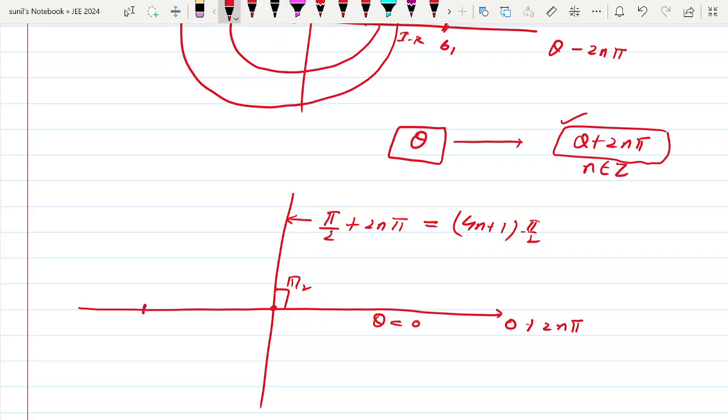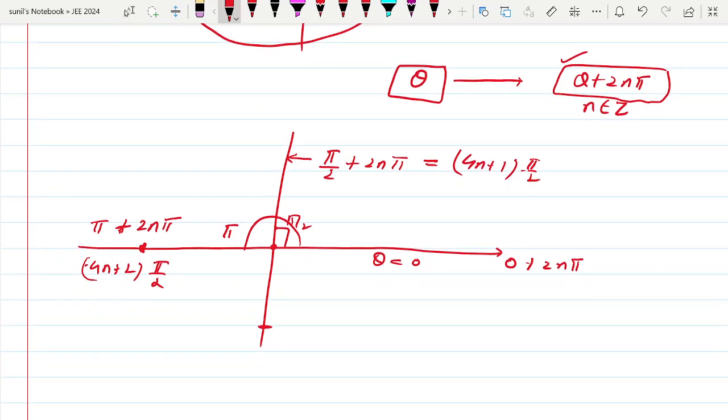Similarly, if the terminal ray falls on the negative side of x-axis, then this angle is pi. So all the infinite coterminal angles are given by the expression pi plus 2n pi. We can write this as 4n plus 2 times of pi by 2. Similarly, if the terminal ray falls on the negative side of y-axis, the absolute measure of this angle is 3 pi by 2, but all the infinite coterminal angles are given by simply adding 2n pi to this.